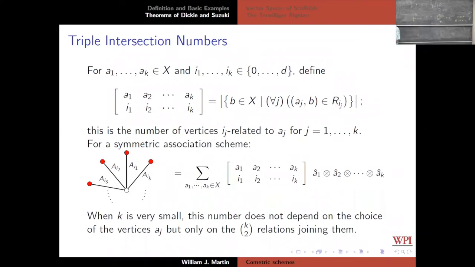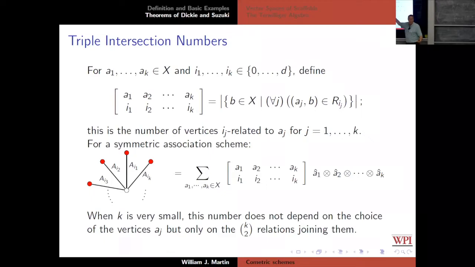Triple intersection numbers have become an interesting thing in distance regular graphs. So Chris Coulthard and Sasha Juricic define these generalized intersection numbers. Take fixed vertices A1 up to AK in an association scheme and fixed distances I1 up to IK. Say how many vertices are distance I1 from A1, or in relation I1 to A1, distance I2 from A2, etc. That depends usually on the choice of those base points, right?